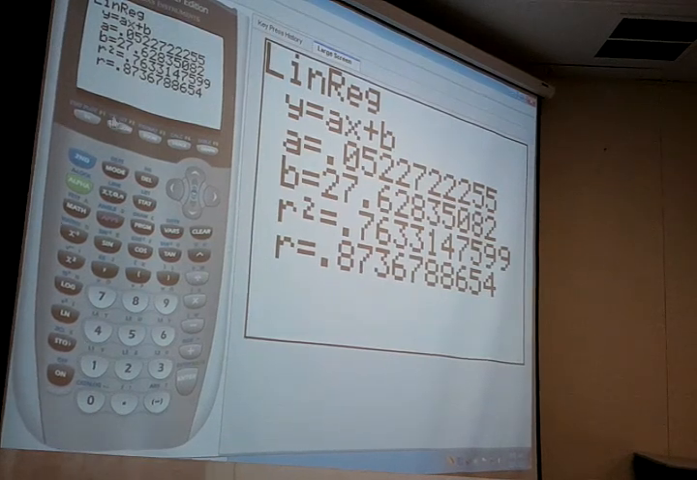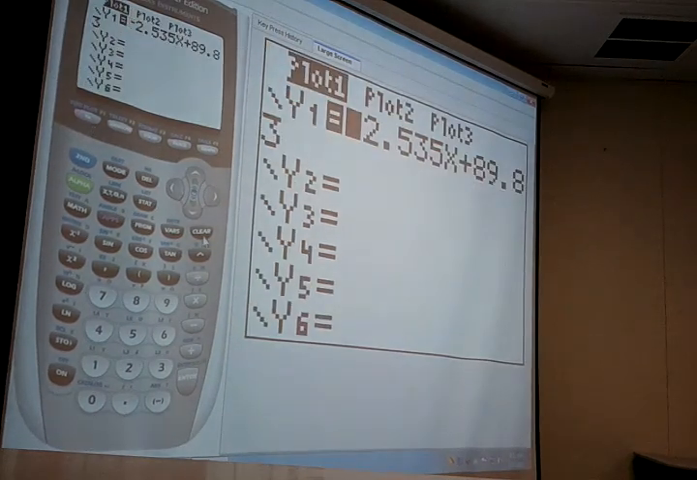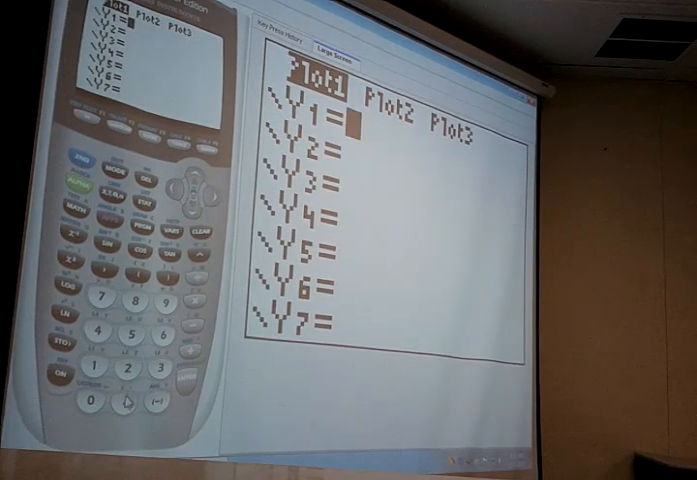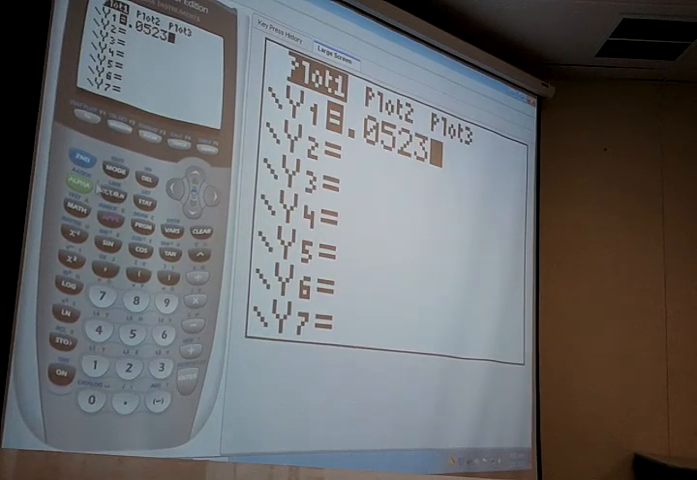Where do I go to get my line to show up? Y equals. So you go to Y equals. Clear that old guy out of the way. Put the new one in there. 0.0523. Here's your X button. Don't forget that. If you forget your X variable, then it's just going to be a flat line, of course.